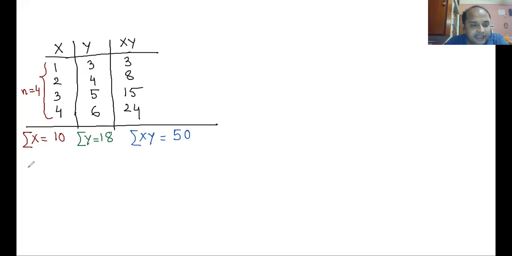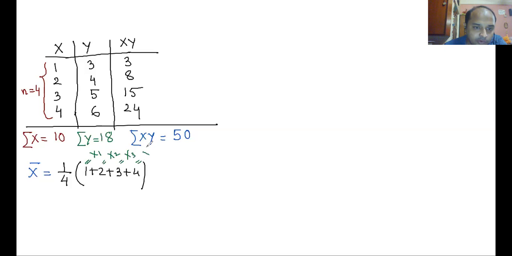And the arithmetic mean, that means x bar, was written in the following manner: 1 by 4, the sum total of these values, that is 1 plus 2 plus 3 plus 4, which we write as x1 plus x2 plus x3 plus x4. And we have already calculated this, so that is 10, and 10 by 4 becomes 2.5. So x bar is 2.5.